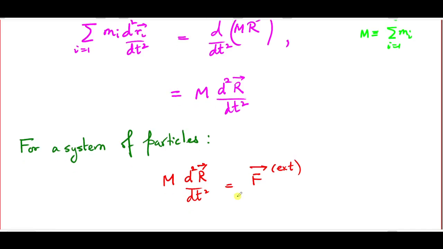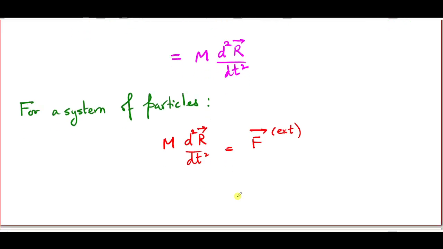Now what does this really imply? The first thing that you should notice is that this looks exactly like Newton's second law for a point particle, where you have the mass of the point particle times the acceleration of the point particle equals the net force acting on it. Here what you have is the total mass of the system times the acceleration of this special point, the so-called center of mass, is equal to the net external force.